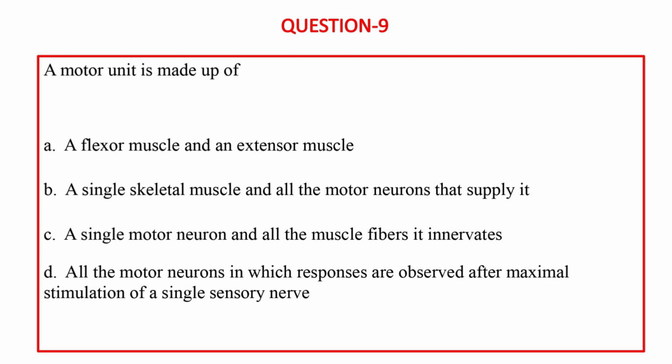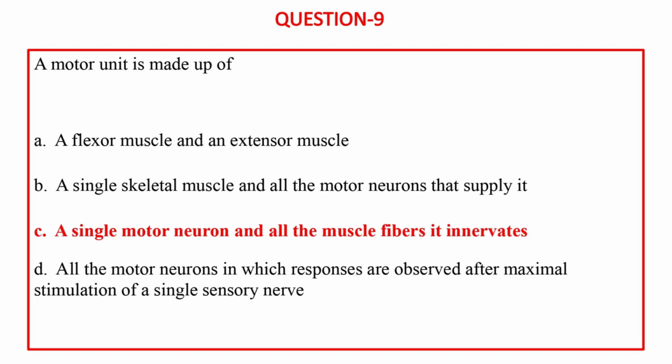Moving on to question number 9. A motor unit is made up of, they've given 4 options: A. a flexor muscle and an extensor muscle, B. a single skeletal muscle and all the motor neurons that supply it, C. a single motor neuron and all the muscle fibers it innervates, and D. all motor neurons in which responses are observed after maximal stimulation of a single sensory nerve. The answer to this question is C. a single motor neuron and all the muscle fibers it innervates.